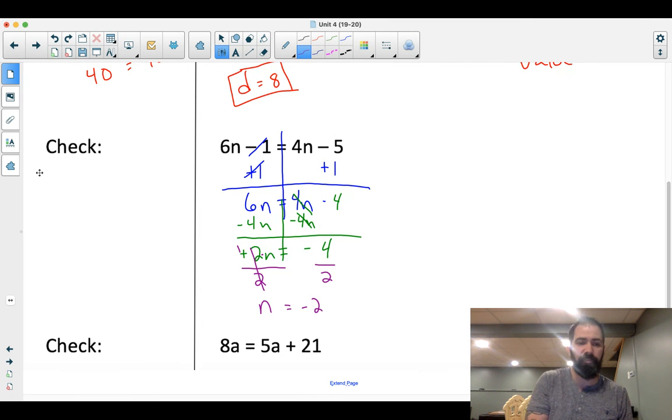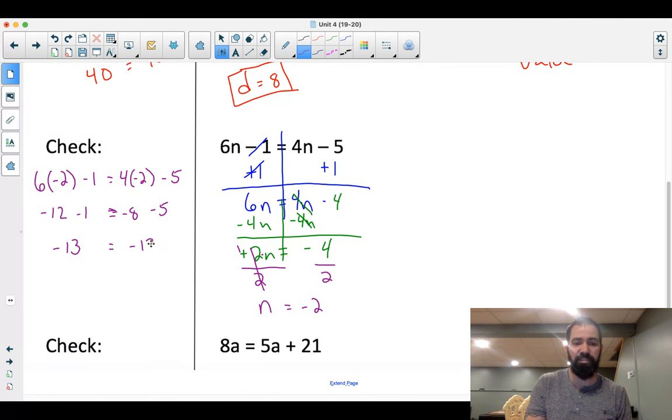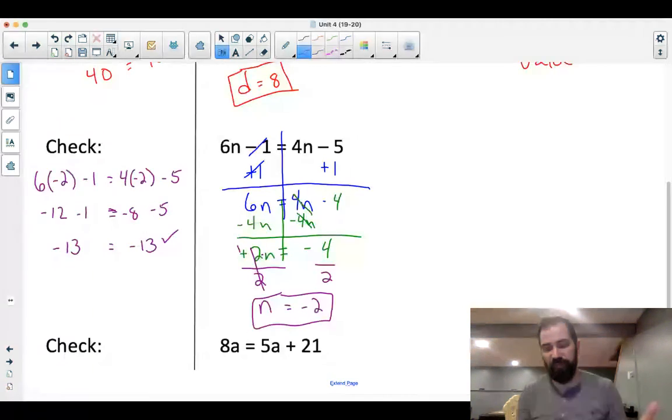Let's prove it. 6 times n, which is negative 2, minus 1, equals 4 times n, which is negative 2, minus 5. 6 times negative 2 is negative 12 minus 1. 4 times negative 2 is negative 8 minus 5. Negative 12 minus 1 is negative 13. Negative 8 minus 5 is negative 13. We did indeed prove that it is negative 2. Great job. Okay, one more problem here.